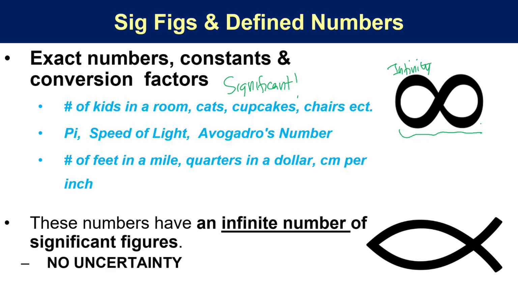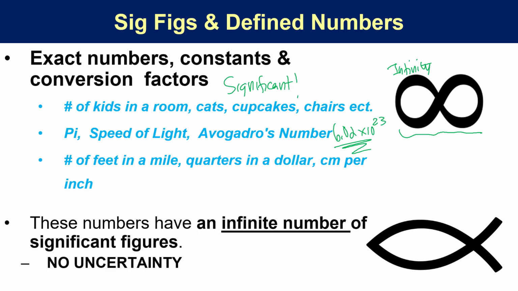Other things that have infinite sig figs that leave no doubt as to their value: Pi, 3.14. The speed of light, right? 3.0 times 10 to the 8 meters per second. Avogadro's number, which is 6.02 times 10 to the 23rd. That's going to be super meaningful later, but you don't know what it is at this point in the year. But because that is a constant and is a number that leaves no uncertainty, that has infinity sig figs.